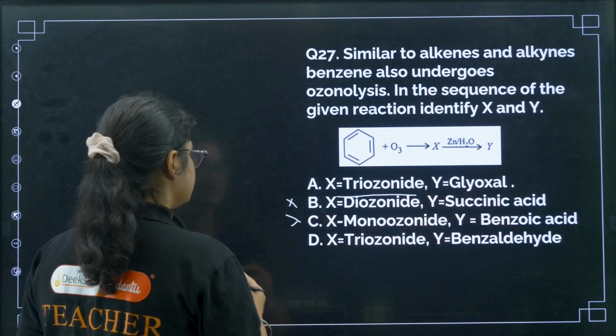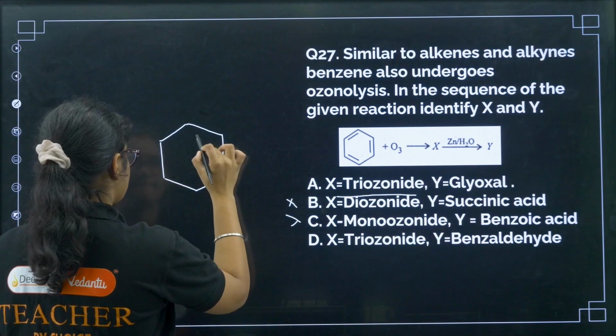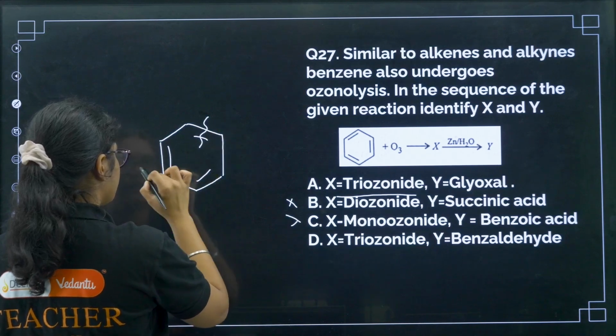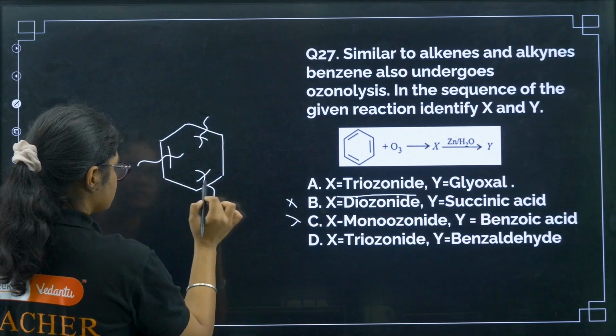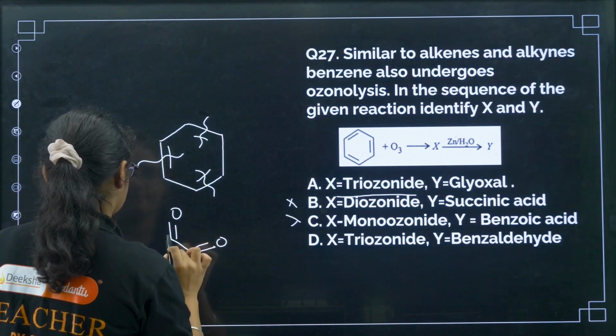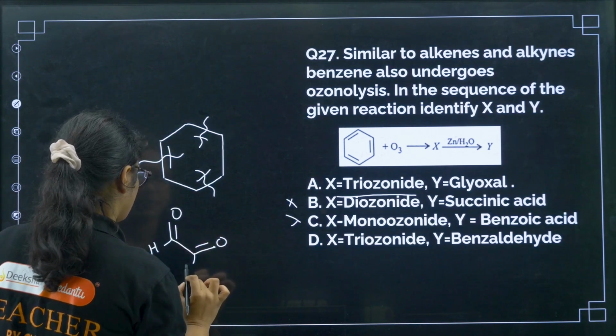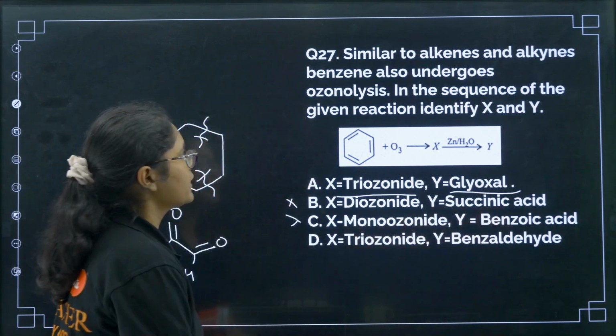What is this glyoxal? See, suppose this is there, right? Now what will happen, this bond will break, this bond will break, and this bond will break. So I will get a compound here, I will attach oxygen here, so I will get it like this. Okay. This compound is called glyoxal, that is this one, okay.